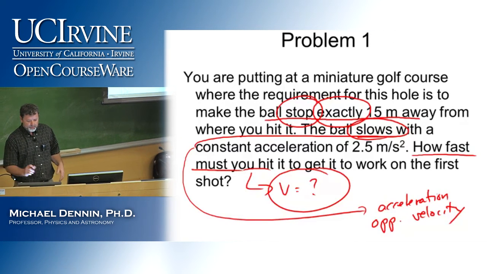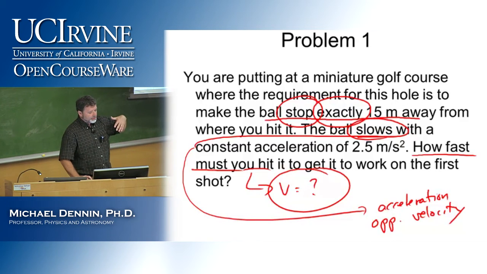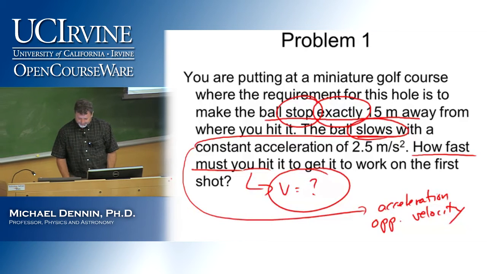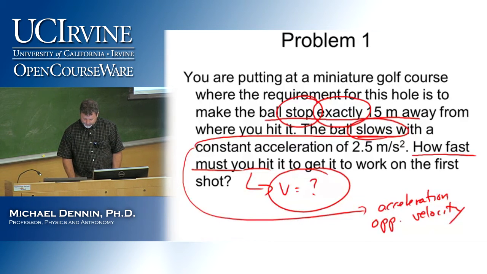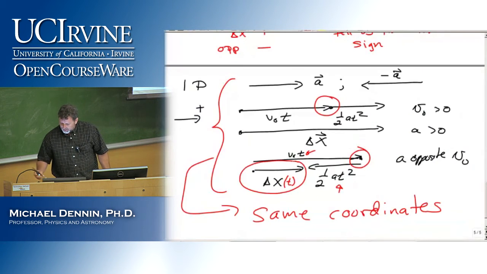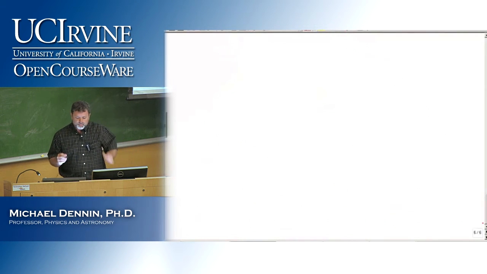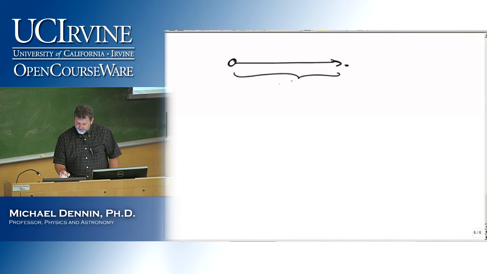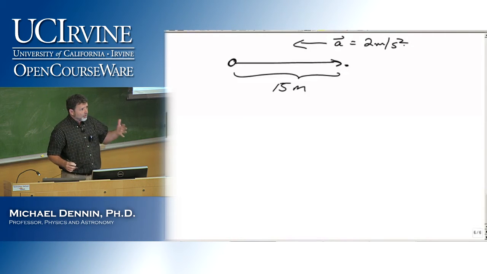So that's the key piece. We're just getting it to stop. So now I'm actually going to work through it, and I'm going to do it in 2 ways, as we have often done. The first thing I'm going to do is probably sketch a picture for myself. I have the ball going here, and it has to go to some point 15 meters away. I know the acceleration is in that direction, and it's 2 meters per second squared because it's slowing down.